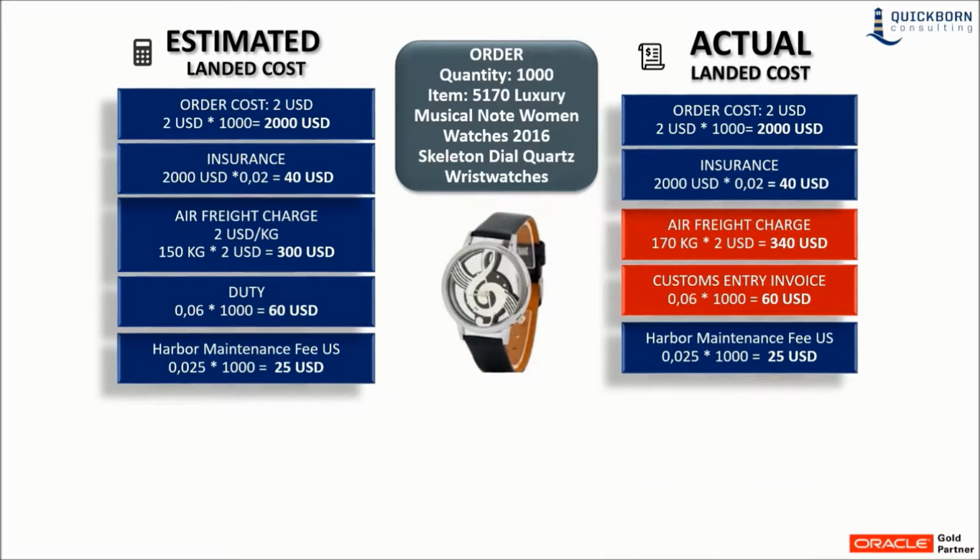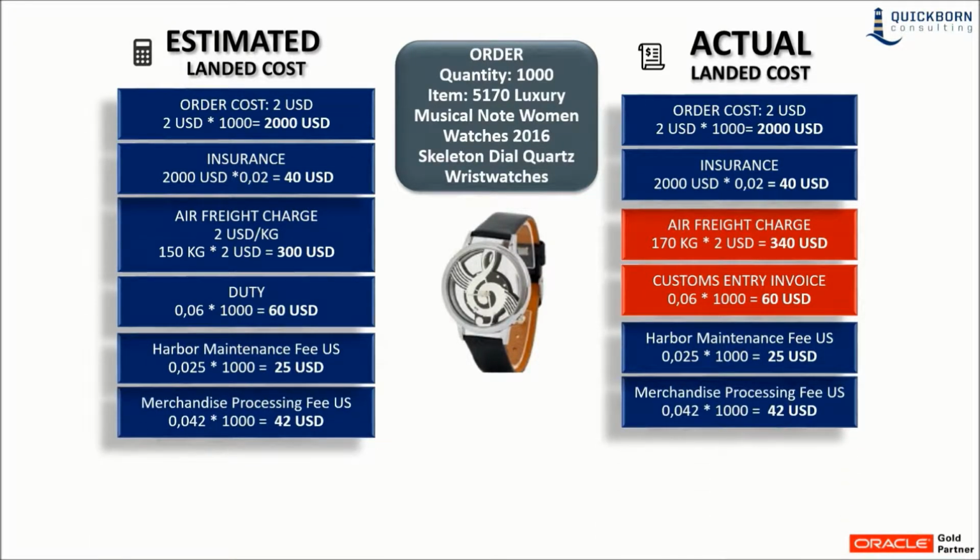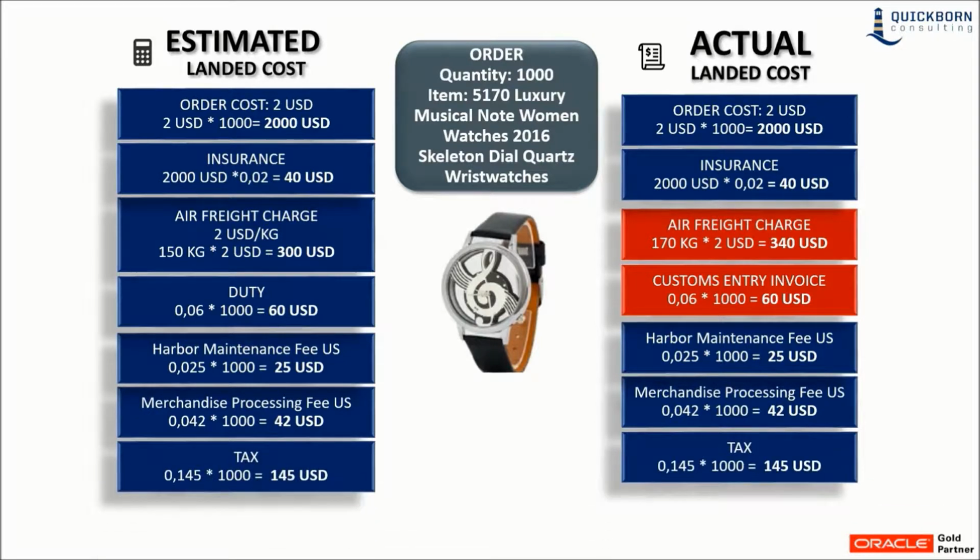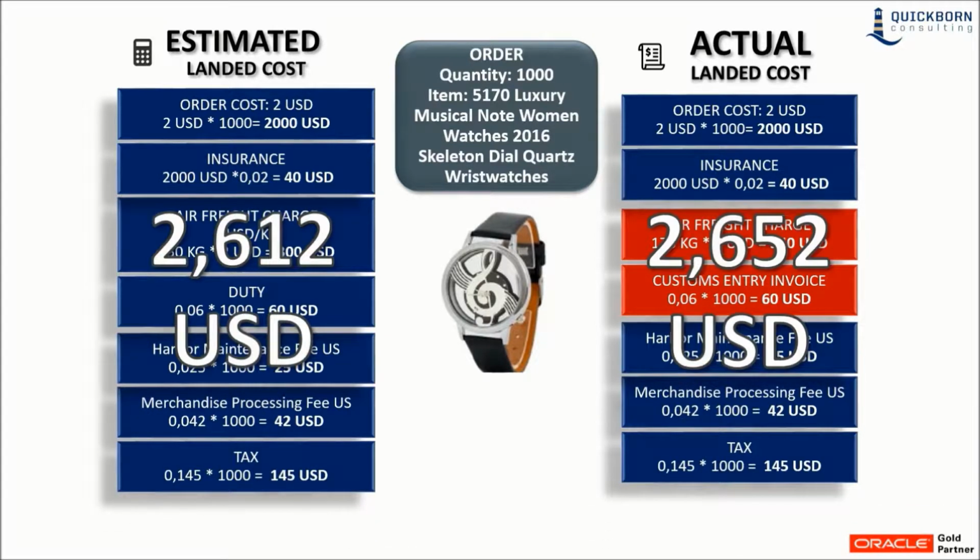Thus, the actual cost is $2,652 compared with the estimated cost, which is $2,612. In our example, the air freight charge comes from the obligations as an obligation invoice, which was sent by the agent. However, the customs entry invoice is received from the selected broker.